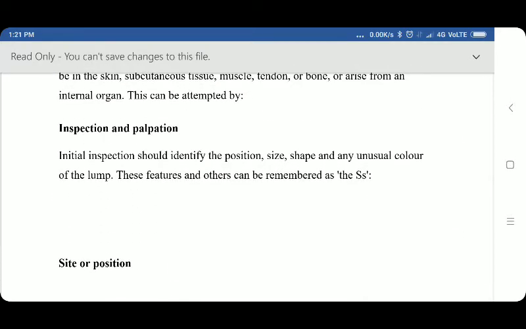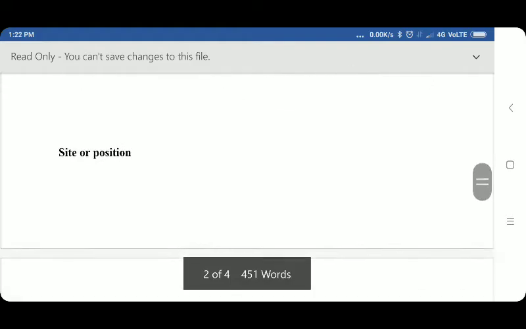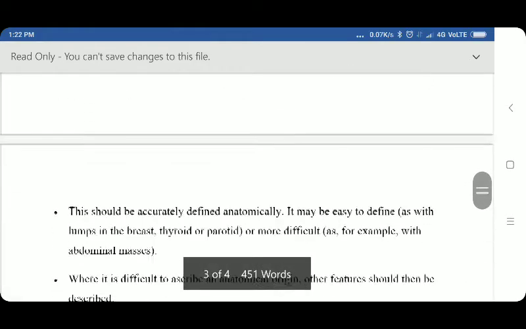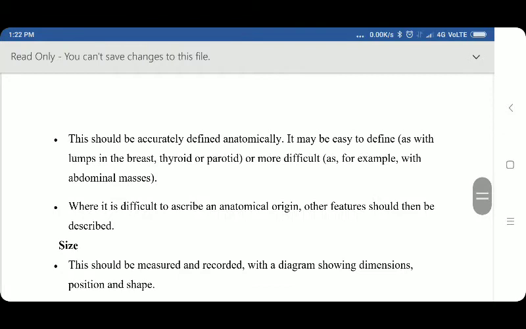Initial inspection should identify the position, size, shape, and any unusual color of the lump. These features and others can be remembered as the S. So first is site or position. This should be accurately defined anatomically. It may be easy to define, as the lump is in the breast, thyroid, or parotid, or more difficult in cases, for example with abdominal masses, where it is difficult to ascribe an anatomical origin. Other features should then be described.